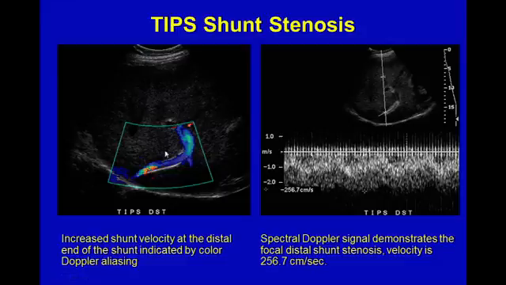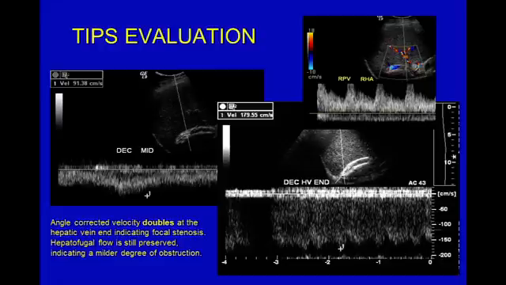As I said, you can use elevated velocity in the TIPS focally, or certainly a doubling of velocity, either will work. And here this patient has a very elevated velocity in the distal TIPS of 256 centimeters per second. And you can detect that by looking for the aliasing here, which tells you quickly where the highest velocity will be.